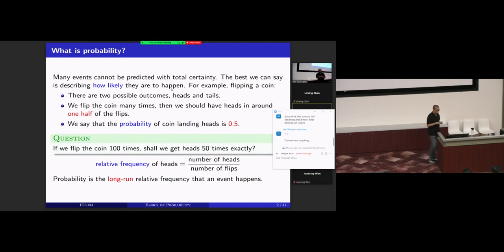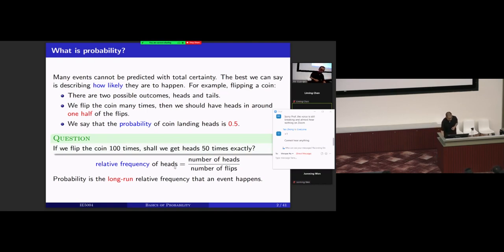Actually, the probability should be understood as the long-run relative frequency. So what does this long-run relative frequency mean? It means that you need to flip it many, many times. 100 times may not be enough. We need to flip a lot more: 500 times, 10,000 times, and so on. As the number of flips goes to infinity, this relative frequency should converge to a number. That number is called the long-run relative frequency.